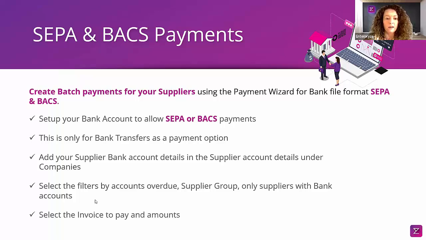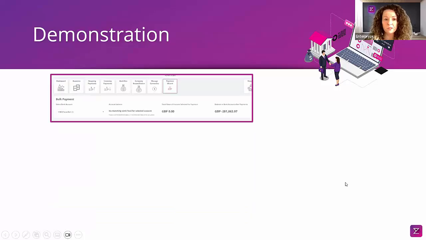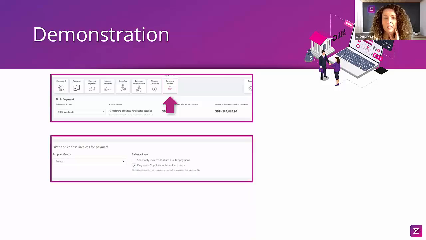And of course, there at the bottom of the screen, you can see that you can select the relevant invoices to pay and the amounts, of course, as well, that you have control over those. So just a little quick demonstration here on the payment wizard itself. You can see here when you activate the payment wizard screen itself, the first thing you can do is select the bank account. So that's the very first thing you can do here at the top of the screen. It will show you the running amounts for that particular bank account. And of course, as you select payments to be processed, the selected amount for payment will of course increase with that.